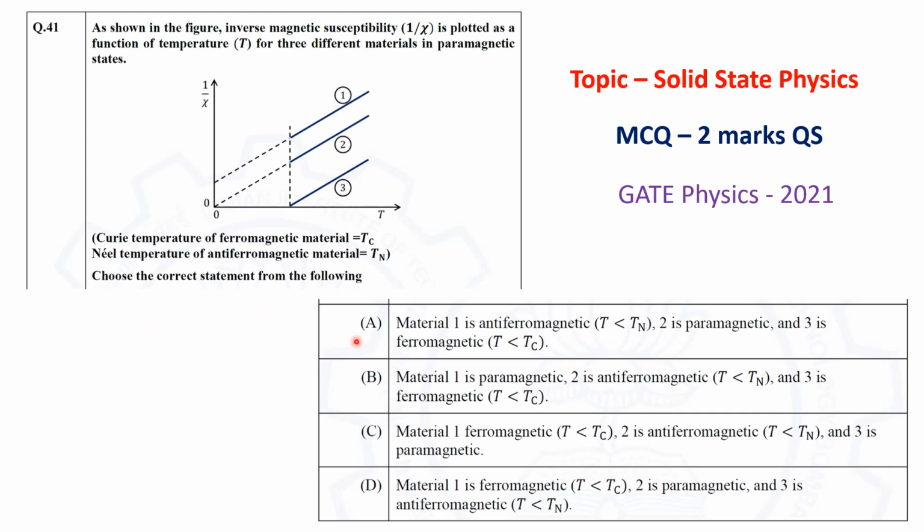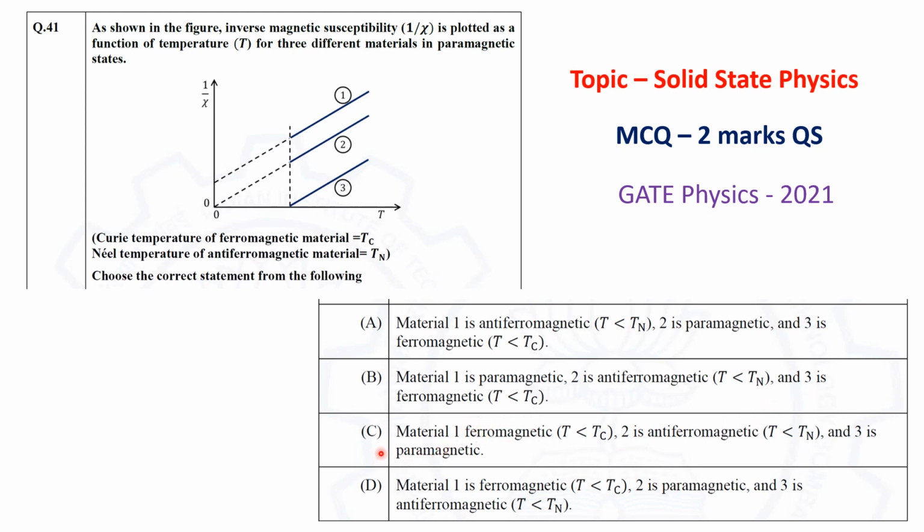Option A is material 1 is anti-ferromagnetic for T less than Néel temperature Tn, 2 is paramagnetic and 3 is ferromagnetic for T less than Curie temperature, that is Tc. Option B is material 1 is paramagnetic, material 2 is antiferromagnetic at T less than Tn, and material 3 is ferromagnetic for T less than Tc.